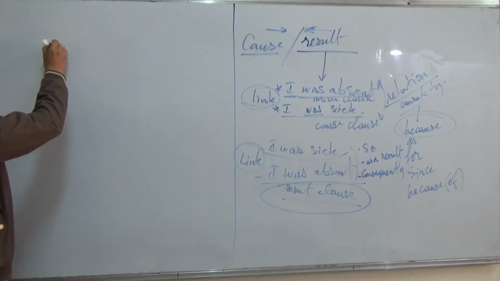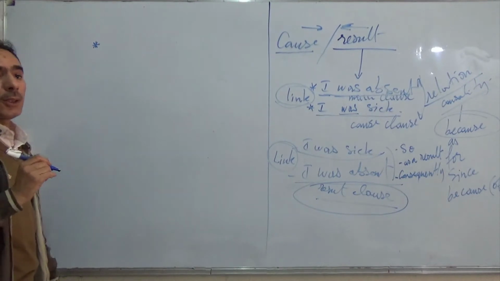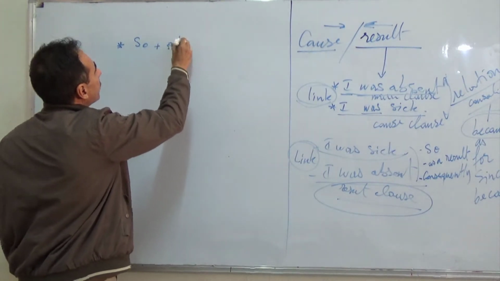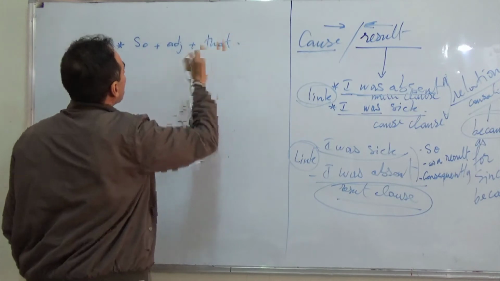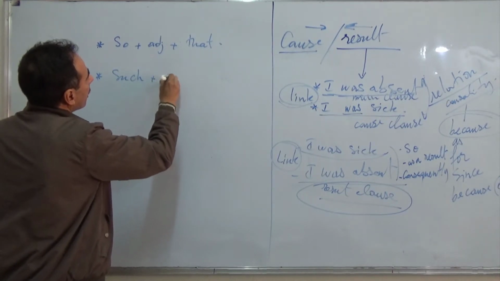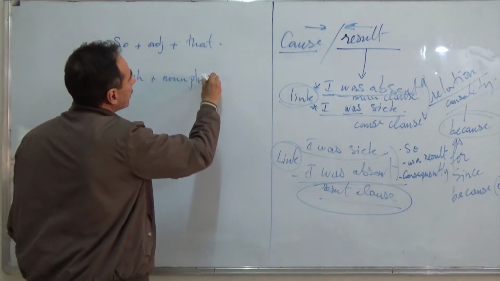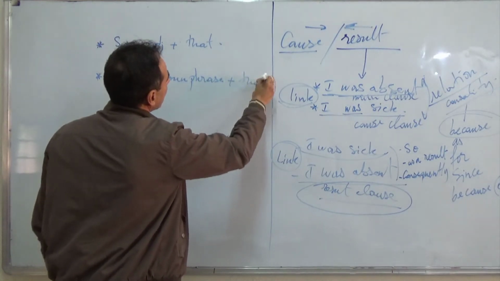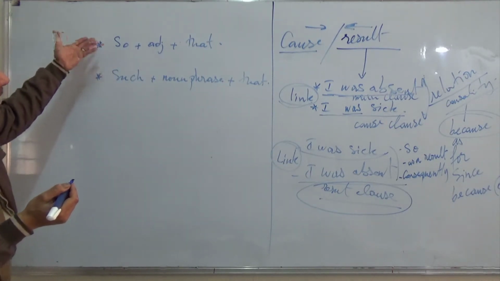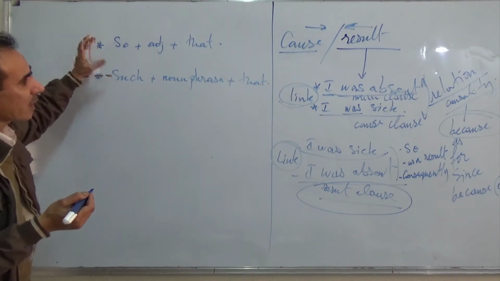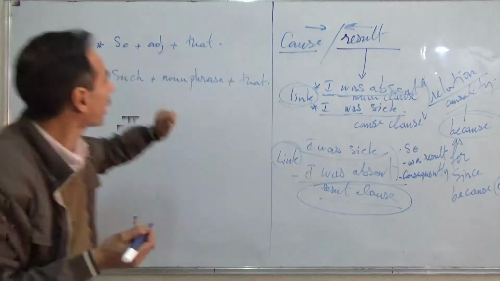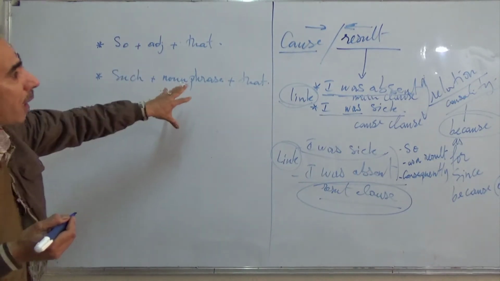In your curriculum, Unit 2, you have seen how to use so plus adjective plus that, and such plus noun phrase plus that. Of course, you are going to ask what these structures are used for. These structures are also used to introduce the result. It means that instead of using so, as a result, or consequently, we can also use so plus adjective plus that, and such plus noun phrase plus that.